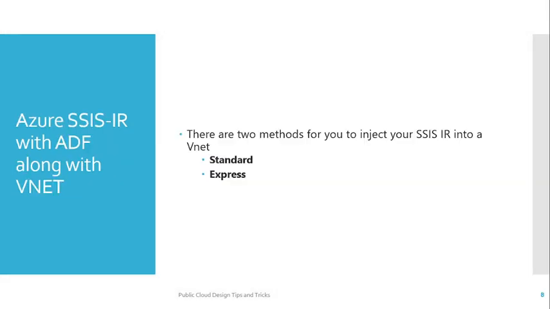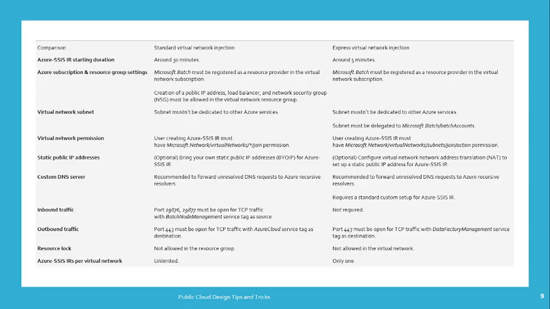Now, there are two types of virtual network integration which is getting supported by Microsoft. One is standard, second is express. Now let's try to understand the difference between standard and express. There are various differences which has been explained. I have copied it from Microsoft portal. The major one I will try to cover.